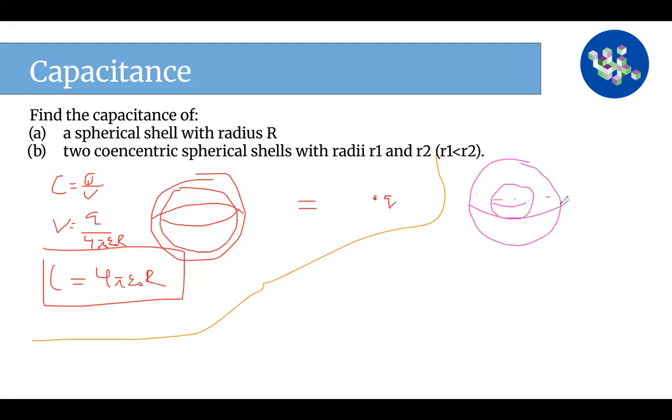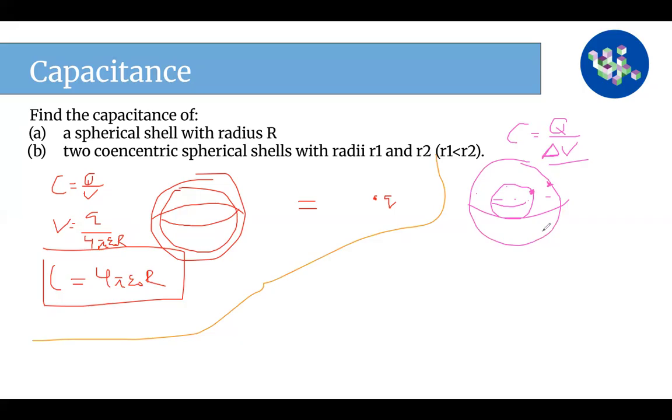Now, I want to find the capacitance. Remember, we define capacitance as the charge on each of the spheres, which we'll say is equal because it's a capacitor, divided by the change in voltage between the two. If I want to find this delta V, it'll just be the difference in potential between the point on the inner sphere and the point on the outer spherical shell.